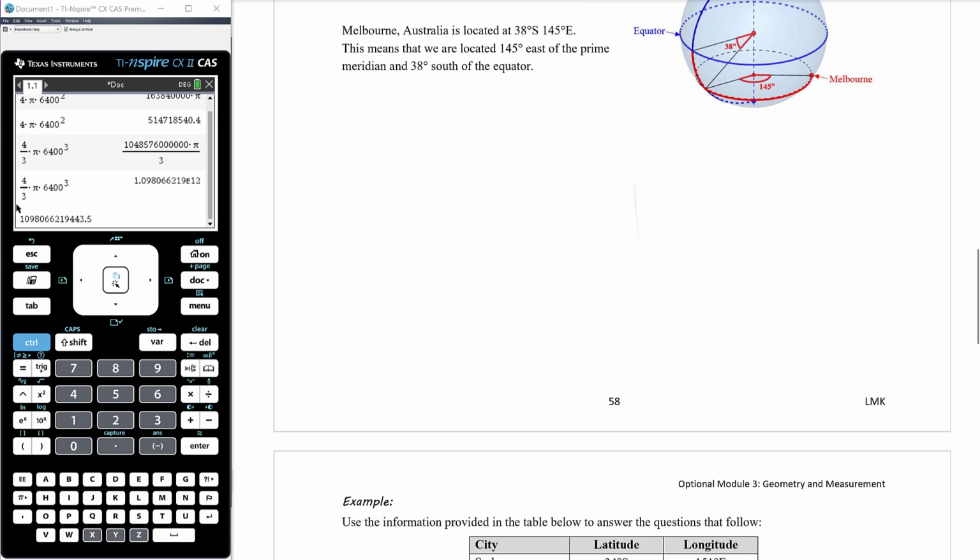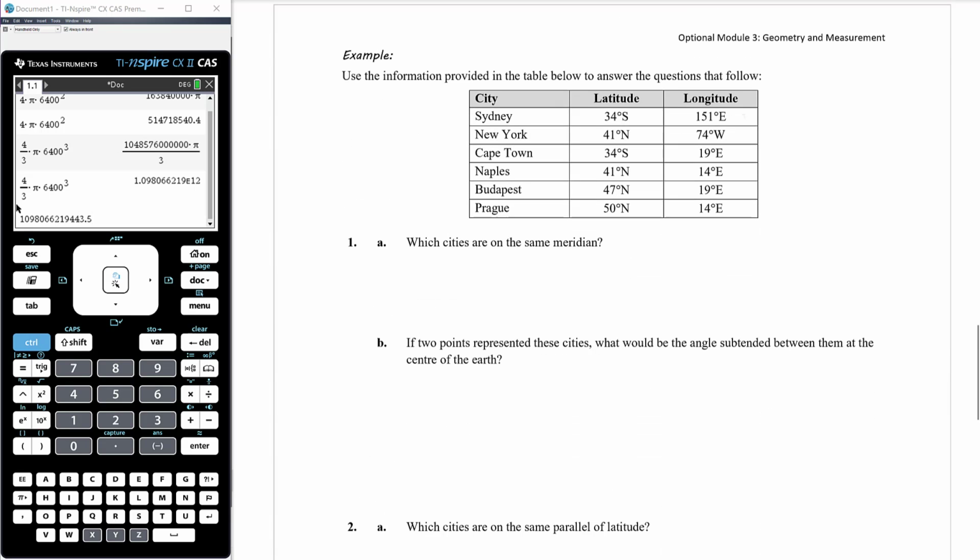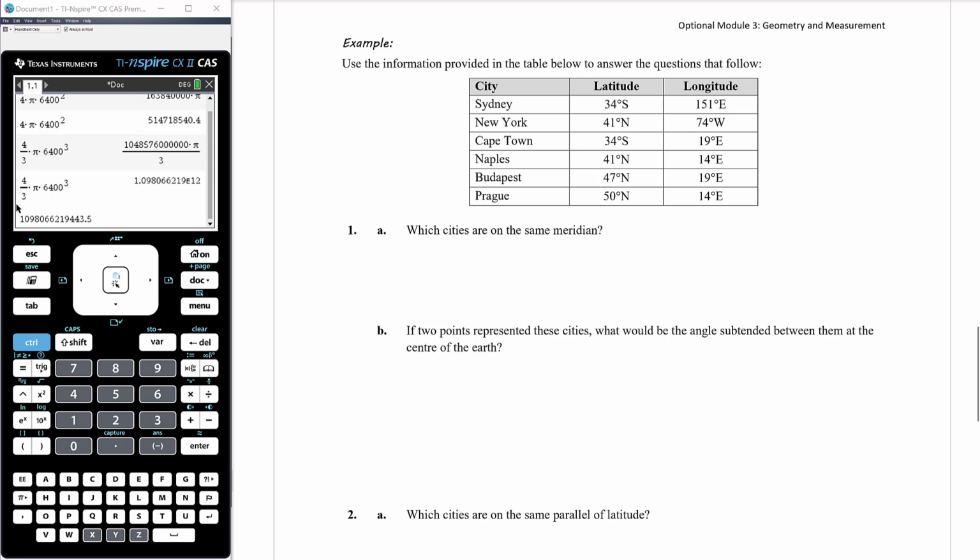Okay, so here we're going to use this information in this table to answer the questions below. We're given a number of cities around the world and their position in terms of their latitude and longitude. The first question, question one, is: which cities are on the same meridian? Remember, meridian is to do with longitude. That's the vertical lines.